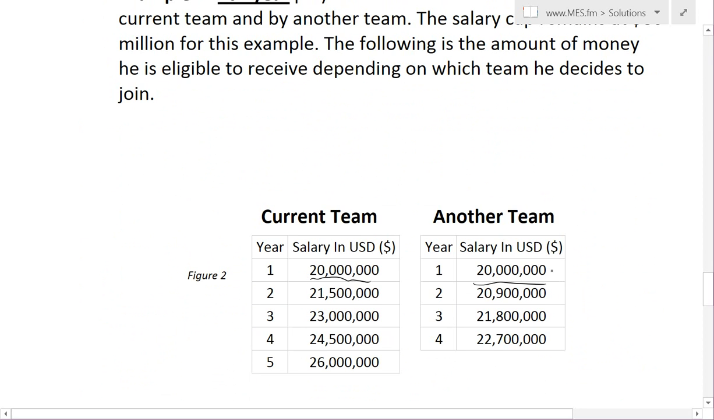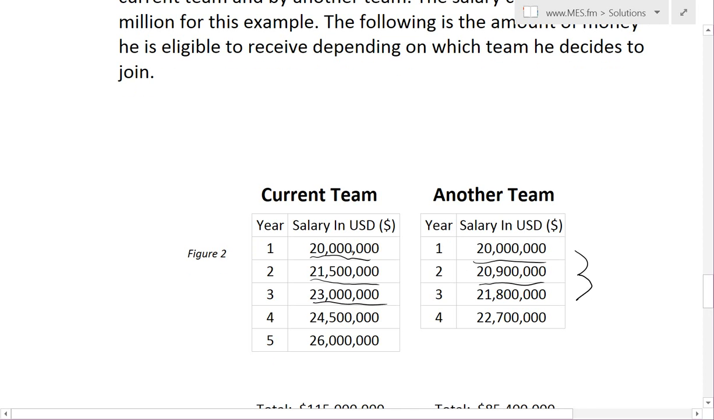But what you're going to see is that on the current team, the second year, he's going to get a 1.5 million raise from the first year. That's because it's a 7.5% increase. And then on the other side, it's just 900,000 more, which is a 4.5% increase. And one more thing you're going to notice is that when it goes from year to year, it only increases by the same amount. So it increases 900,000, then another 900,000, and then another 900,000. It only increases from that first year. It does not compound. That's very important. Same with the current team here. It does not compound. It only increases by 1.5 million, which is 7.5% of the very first year on the contract.